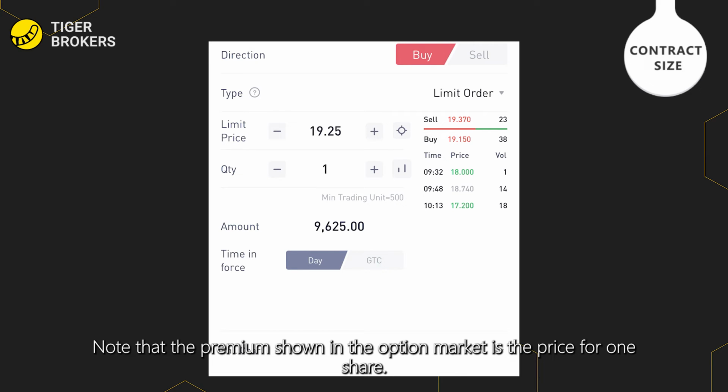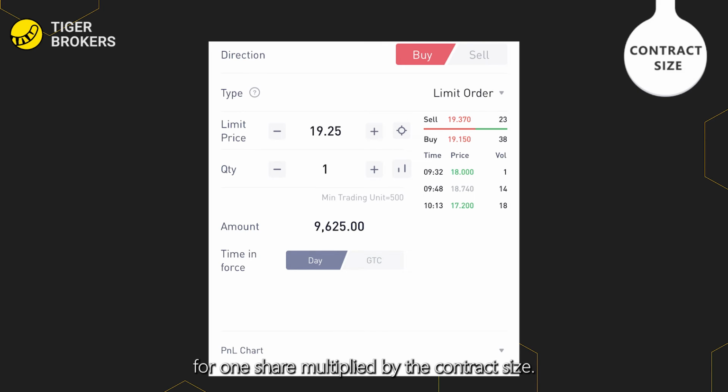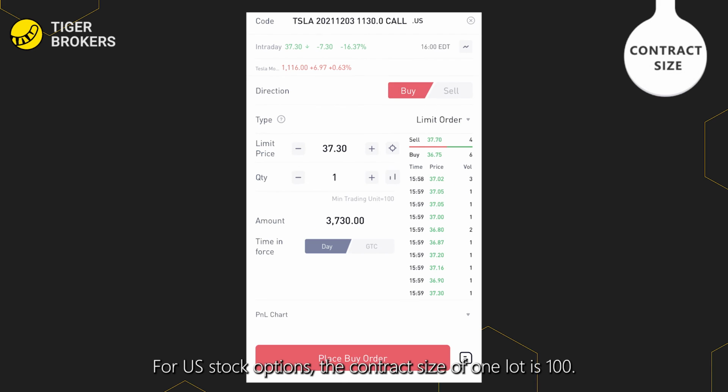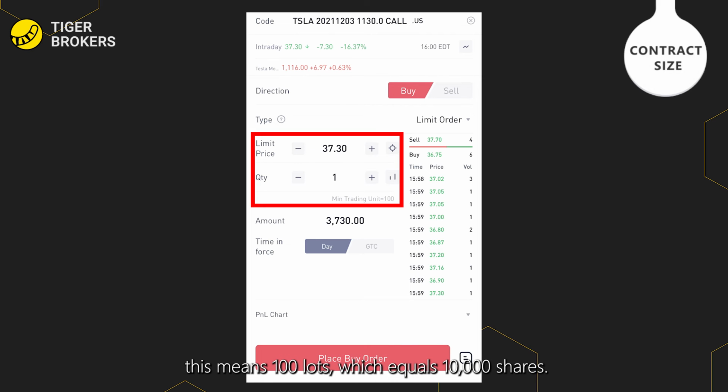Note that the premium shown in the option market is the price for one share. When buying or selling one lot, the actual transaction amount will equal the premium price for one share multiplied by the contract size. For US stock options, the contract size of one lot is 100. If you want to buy an option contract of 100 shares, please do not input 100 when you place an order. This means 100 lots, which equals 10,000 shares.